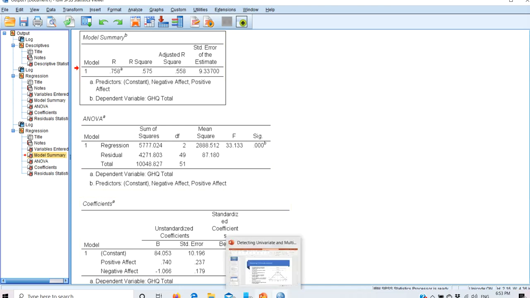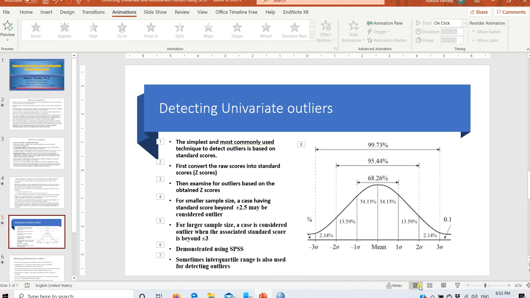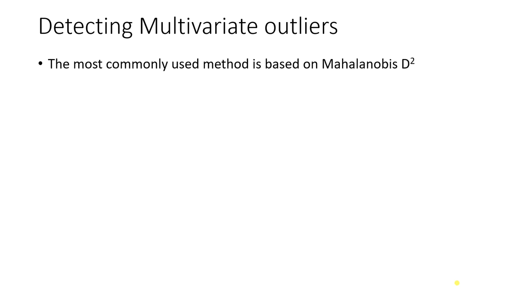So let us proceed with another aspect of outlier analysis, that is the multivariate outlier. We have completed the univariate part and I have demonstrated how to identify univariate outliers using SPSS. Now let us learn how to detect multivariate outliers. Again, there are different methods. Those who are using data mining use a lot of algorithms for detecting outliers. But the most commonly used method is based on Mahalanobis distance, that is called D square.